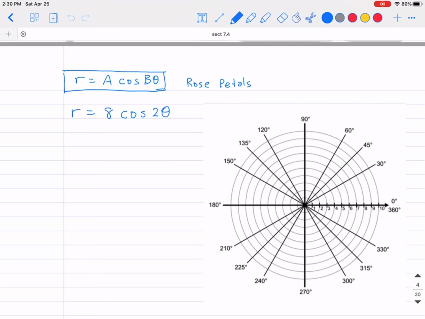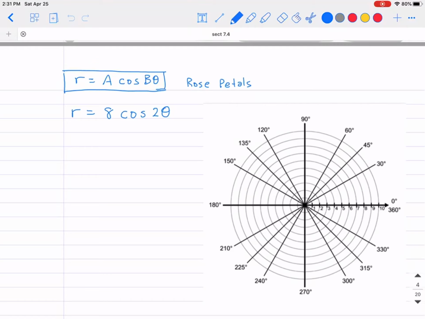For the case of the rose petal, which we're going to look at first, the general form is r is equal to a cosine of b theta. So what happens when you multiply by a factor of a, which usually has to do with the magnitude, the size of the radius, and also when you have an inside argument inside the trig function, which in this case is b.